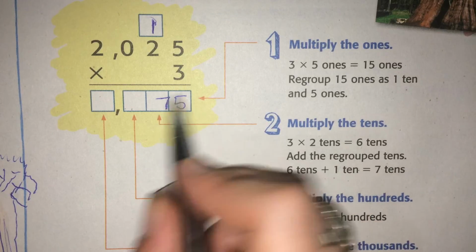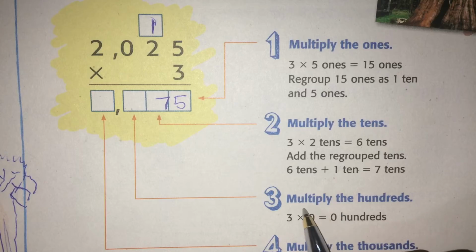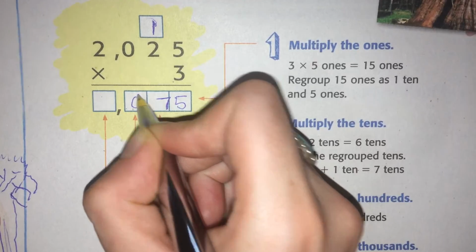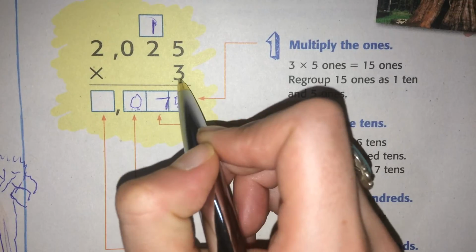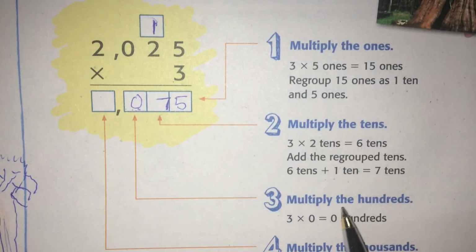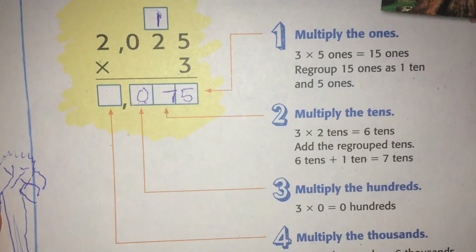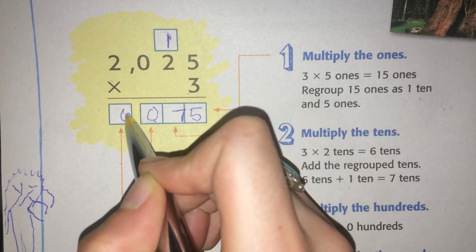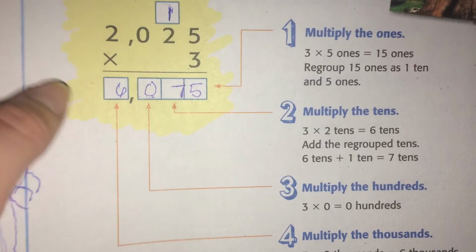Okay, now we have nothing. We didn't need to regroup because we didn't hit 10, so we'll just leave it. Okay, now multiply the hundreds. So 3 times 0 equals 0. The reason there's a 0 here is there wasn't anything we had to regroup from before, because 7 wasn't big enough to regroup, so we just leave it. Okay, and now the thousands. 3 times 2 thousands equals 6,000. Right? 3 times 2 equals 6. So our answer is 6,075 years old.